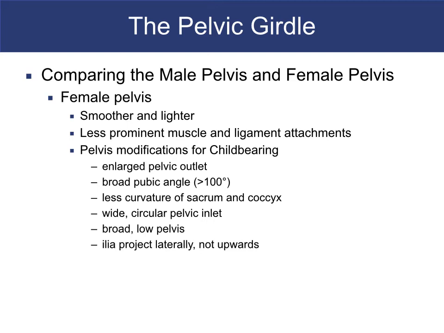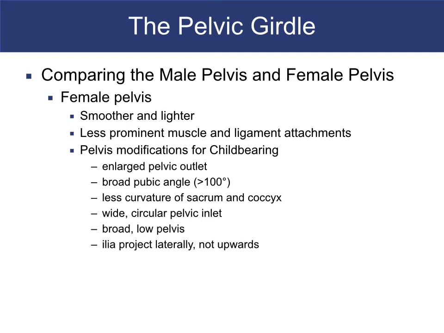As a result, the muscle and ligament attachments, these little lines and tubercles where muscles attach, aren't quite as big in women as they are in men because the muscles aren't as big in women as they are in men. The modification that has been made for childbearing is an enlarged pelvic outlet.